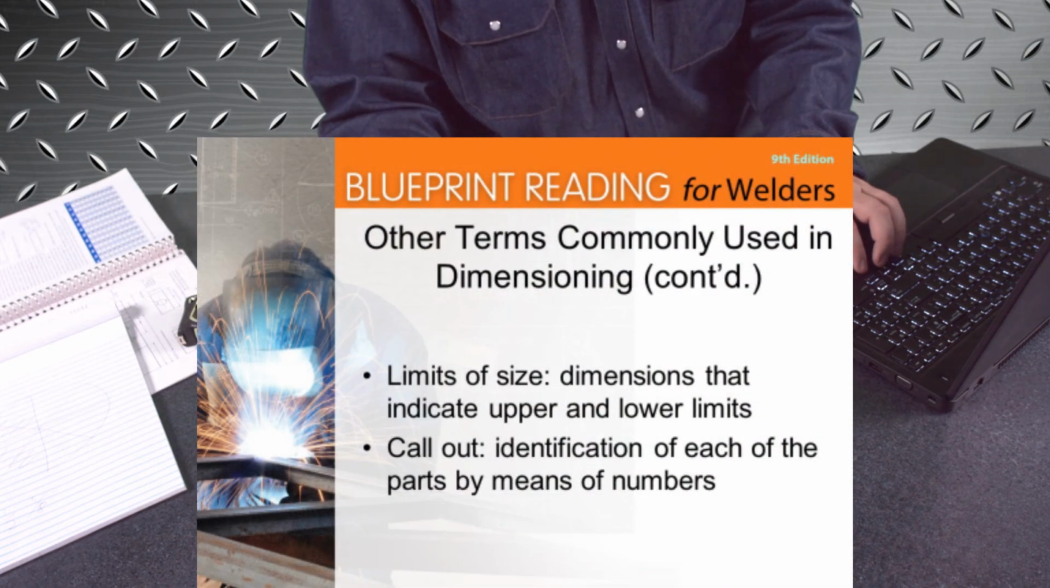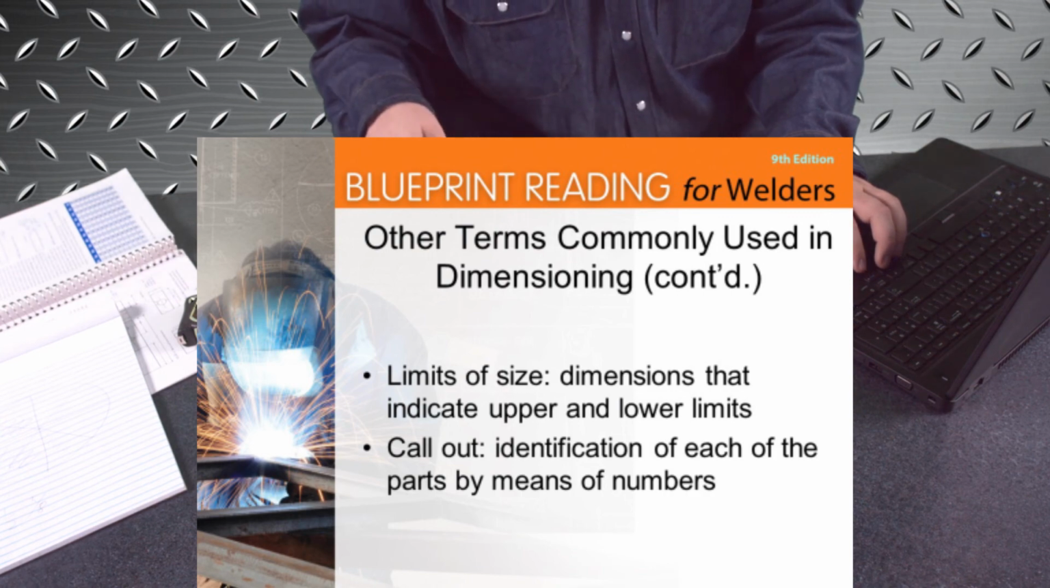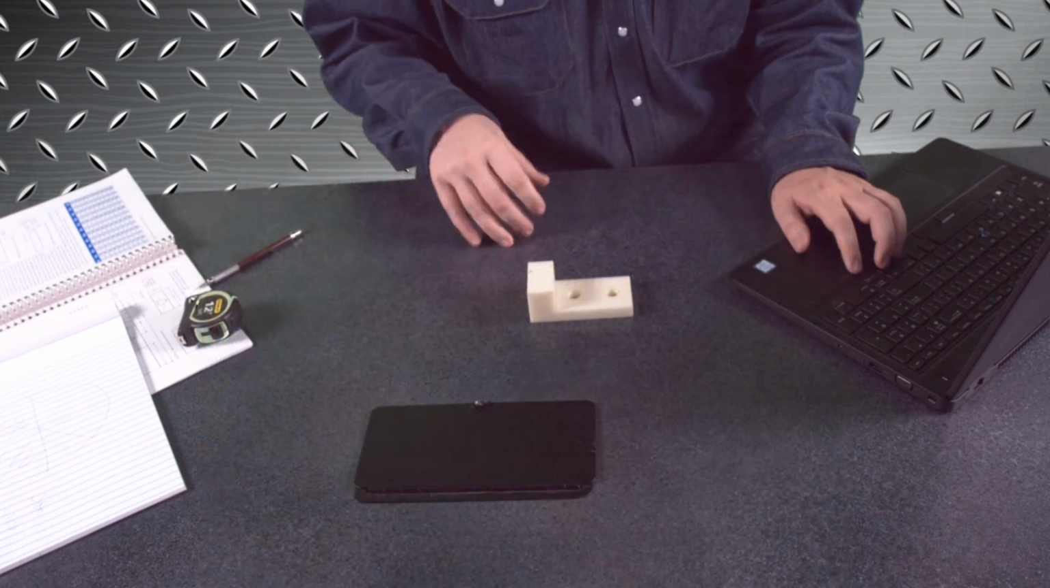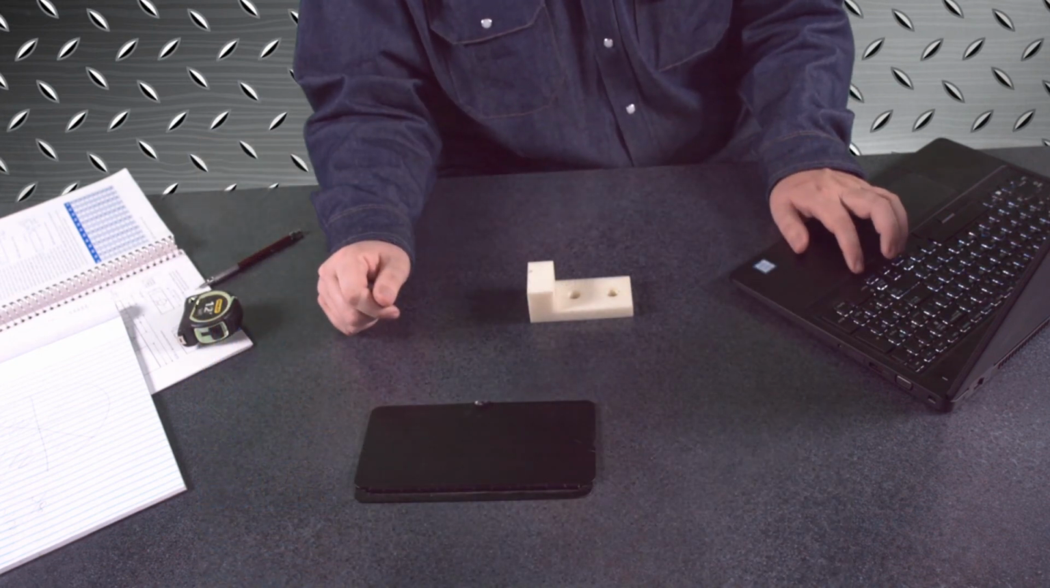Limit of size: dimensions that indicate upper and lower limits. And call out is an identification of each part by means of numbers. So each individual part could be labeled with a number, so 1, 2, 3, 4 for a part that's being built, or it could also be given a letter to indicate the parts as well.